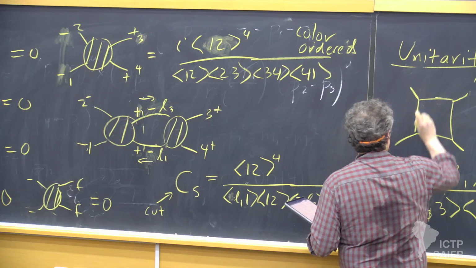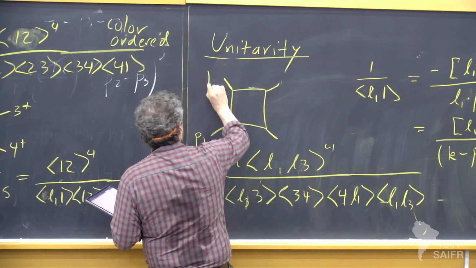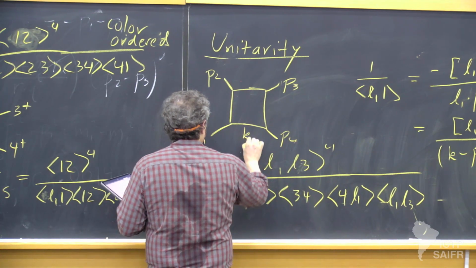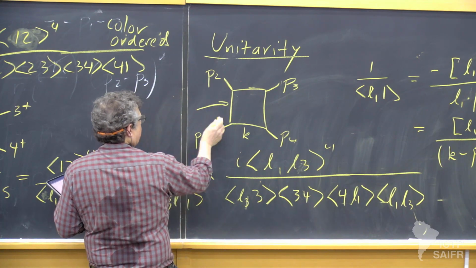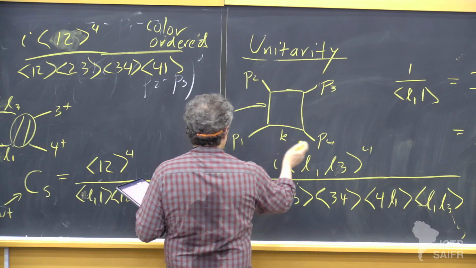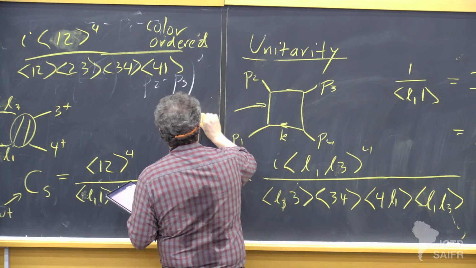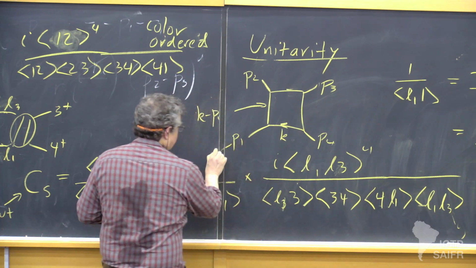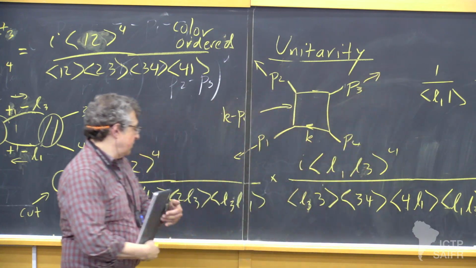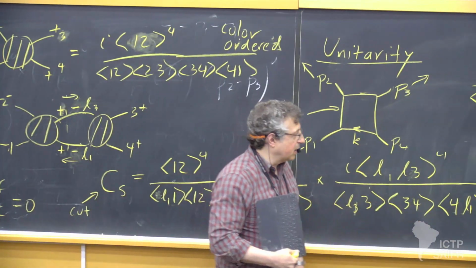Okay. So this is P1. That's P2, P3, P4. This is K. And this guy, this momentum here, so let's make K go like that, is K minus P1. P1 is outgoing. All these are outgoing. Okay? So you can easily convert all of these into Feynman propagators that you can then recognize.